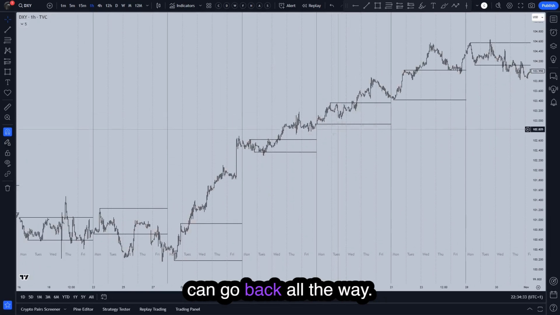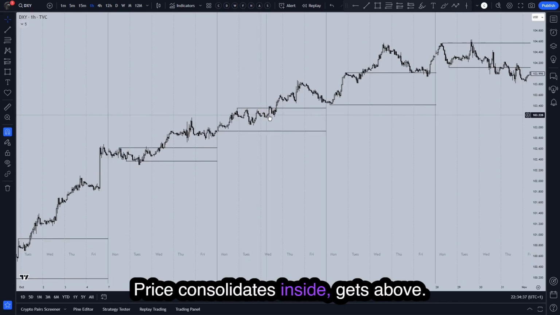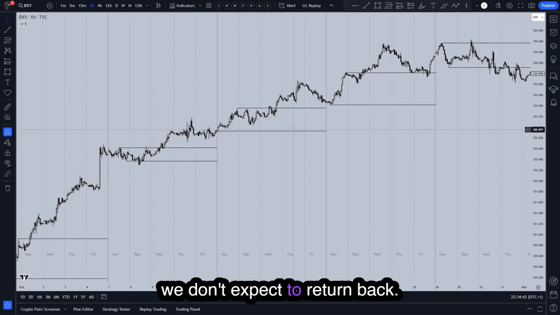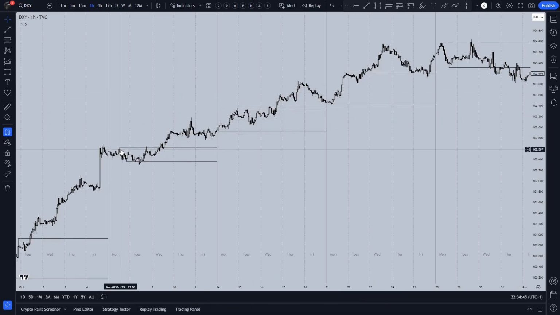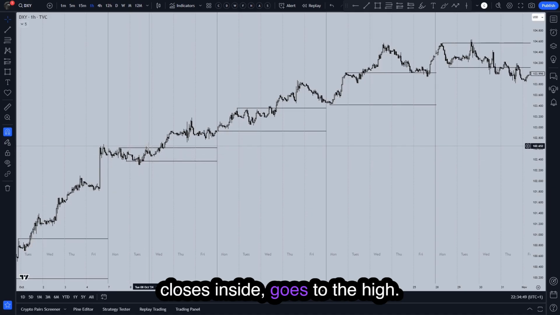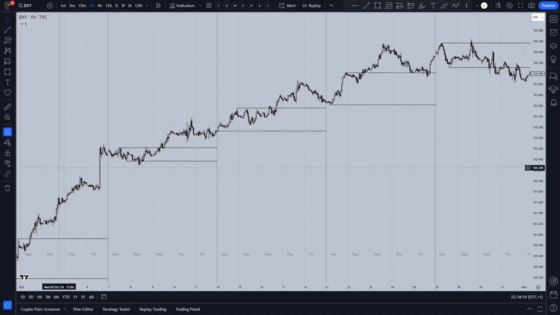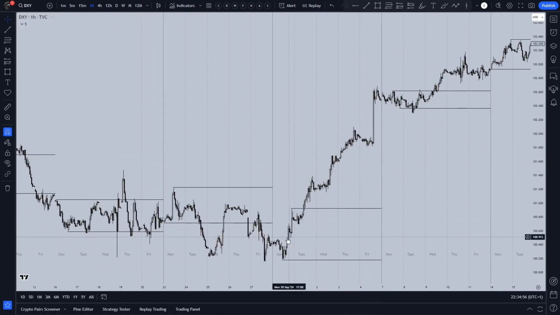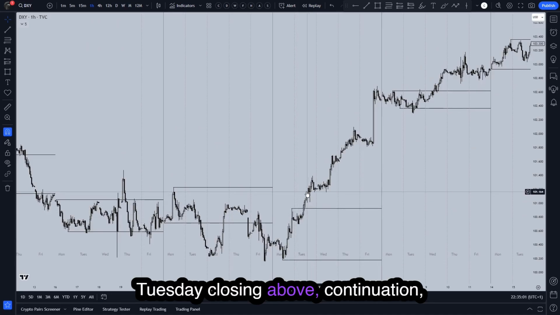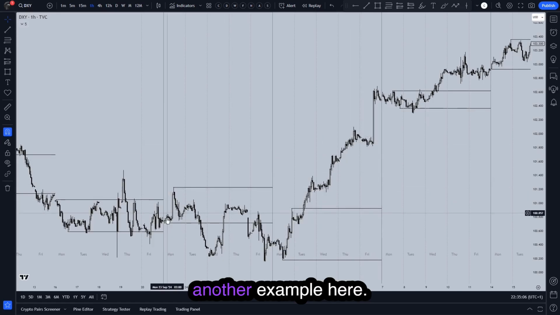And you can see here we can go back all the way. Price consolidates inside, gets above. Daily candle closing above, so we don't expect the return back. Price goes higher. Monday range trades below, closes inside, goes to the high. Closes above, continues going higher, right? Monday range is trending again. Tuesday closing above, continuation. Another example here.